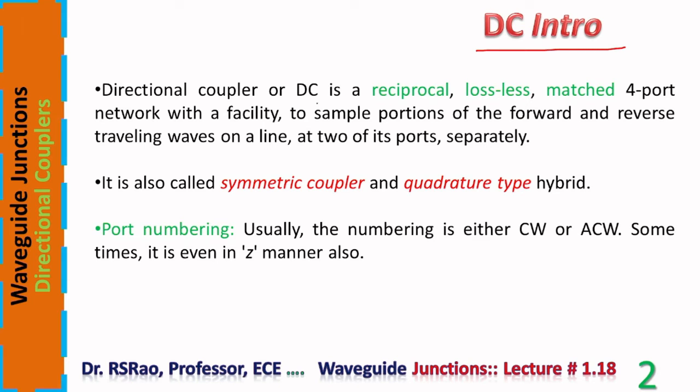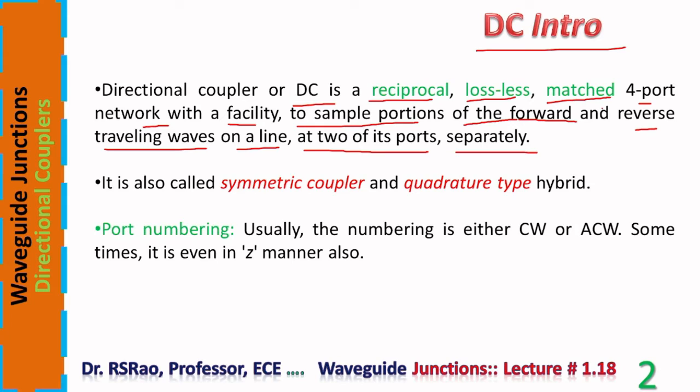Directional coupler, or DC in short, is a reciprocal lossless matched 4-port network with a facility to sample portions of the forward and reverse traveling waves on a line at two of its ports separately. This statement gives almost complete information pertaining to what is directional coupler.